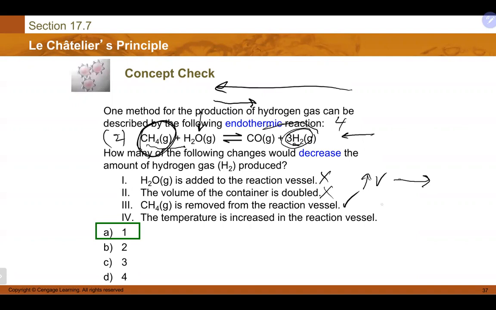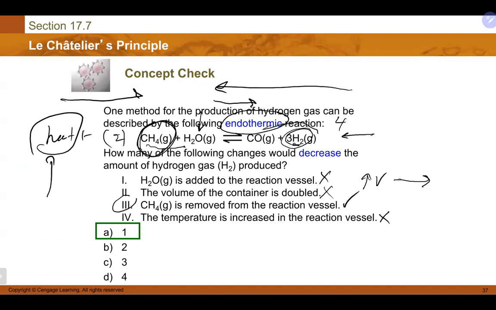So I'm assuming this last one would not do it. The temperature increases in the reaction vessel. In this case, it is endothermic, which means heat is a reactant. And increasing the heat would cause it to shift away. And that would make more products and more H2. So that would not do it. So in this case, it is number 3. That is actually the thing that will cause the shift the correct way based on the question. Any questions on that there?